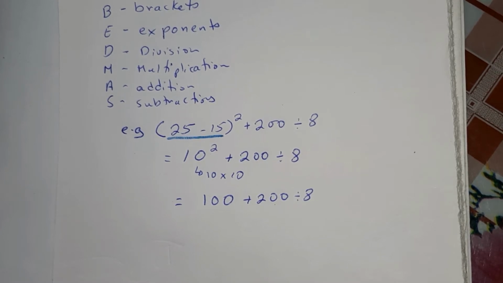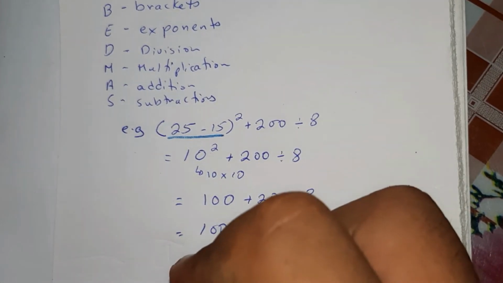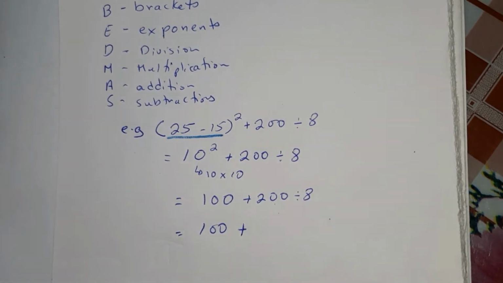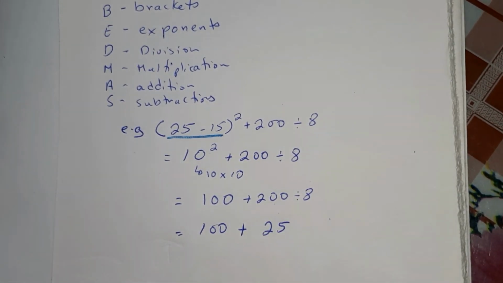Now we need to move on to division. Do we have division? Yes, we have 200 divided by 8. So we have equals 100 plus, and then what is 200 divided by 8? Anybody knows? 200 divided by 8 is 25, right? And if you don't know, use your calculator.